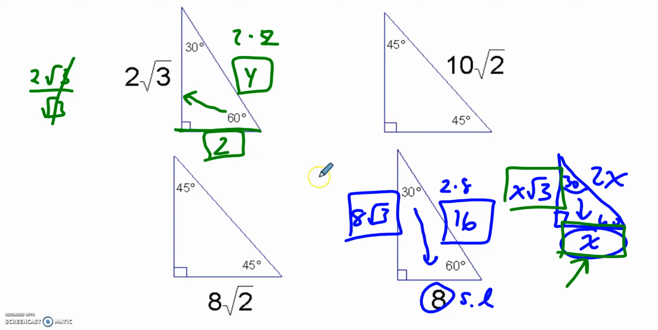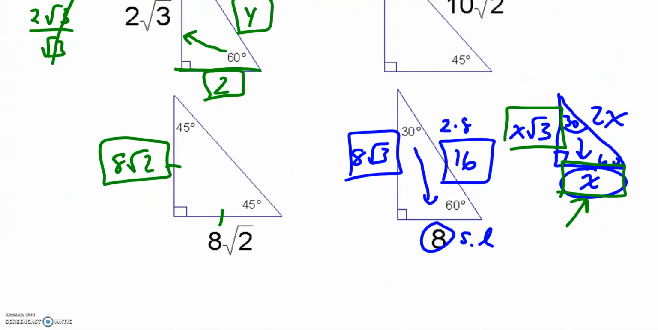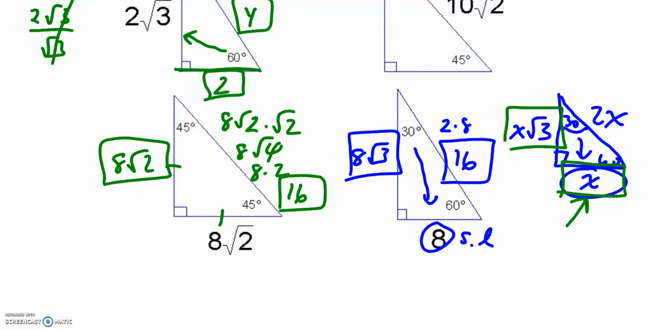In the 45, 45, 90 triangles here, if I start with maybe this example down here, I know that in a 45, 45, 90, my legs are congruent. So this side automatically is going to be 8 root 2. But my hypotenuse, based on the previous page here, is root 2 bigger than my leg. So if I take the 8 root 2 and I multiply by root 2, that would be 8 root 4, which is really 8 times 2, or 16.